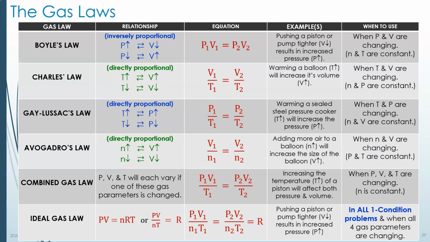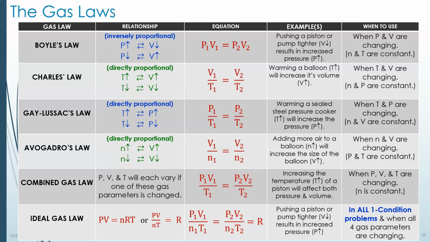The combined gas law, which combines Boyle's, Charles's, and Gay-Lussac's, also known as Amontons's law, into one formula, P1 V1 over T1 equals P2 V2 over T2. And then the last equation in this table is the ideal gas law, combining all 4 equations as a 2-condition problem, where we have P1 V1 over N1 T1 equals P2 V2 over N2 T2. And either one of these ratios of PV over NT equals R, the universal gas constant.